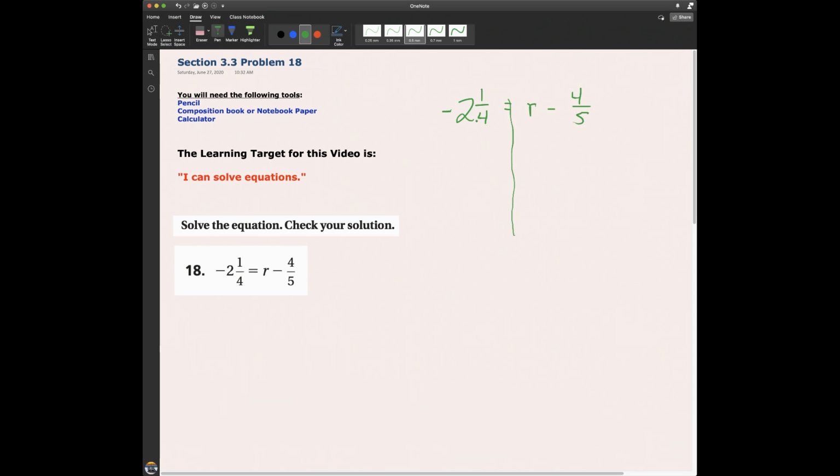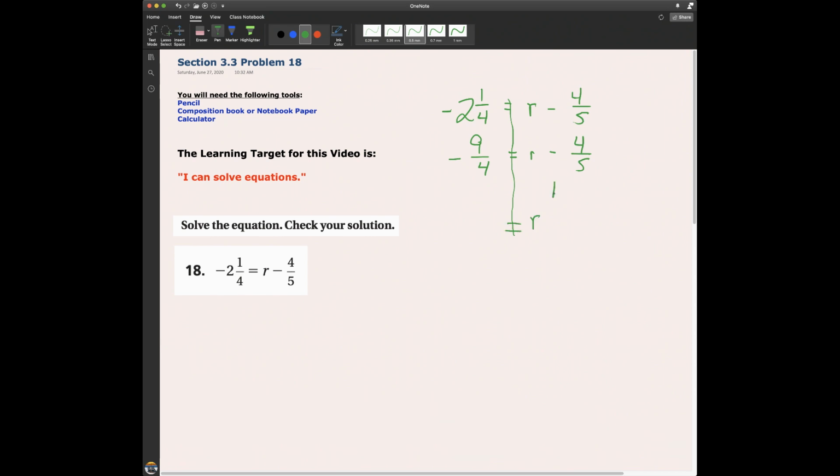All right, so I'm going to go ahead and solve this. First, I would like to take the -2 and 1/4 and write that as an improper fraction. So 4 times 2 is 8 plus 1 is 9. It's still negative. -9/4 equals r minus 4/5. How do I get r all by itself down here?